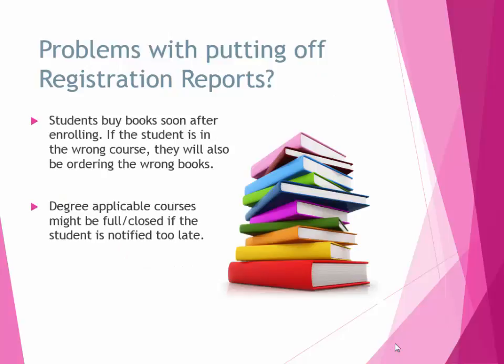Because if you're anything like me when I was a student, as soon as I was registered, I had the book bought within the next 2 days or so. And so if you're able to catch those right after they happen, we can help prevent students buying the wrong books and having to go through the refund process. We also know that certain classes fill up a lot more quickly than others, and instructors are not required to allow extra students in if they fill up. So what happens if we put off checking our registration reports for a few days and then the class the student really needed is no longer available? Then that student has to hopefully find an alternative.